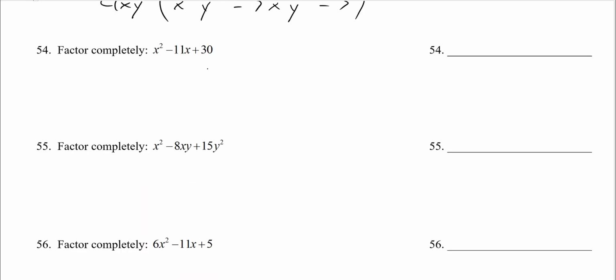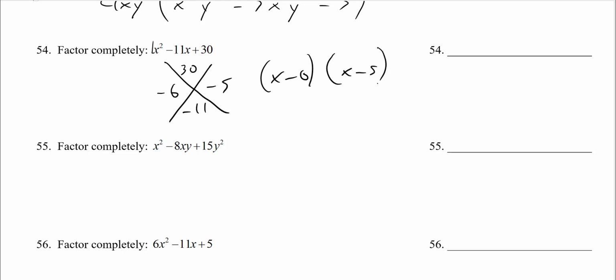Okay, so I'm going to do that. And that's a 1 here. So 1 times 30 is 30. And the negative 11 goes here. So what multiplies to give you 30 and adds to give you 11? So 6 and 5, right? 6 times 5 is 30, and 6 plus 5 is 11, but it needs to be negative. So negative 6, negative 5. So that's all it is. X minus 6, x minus 5.